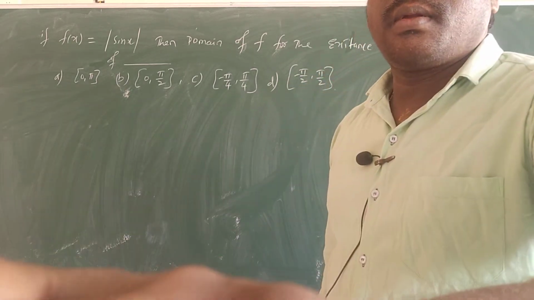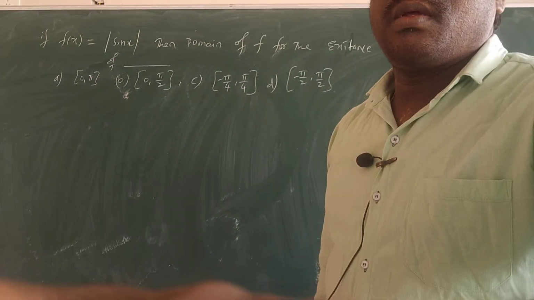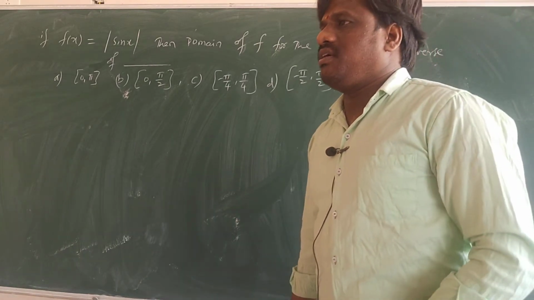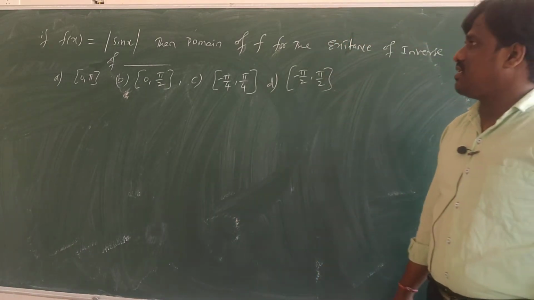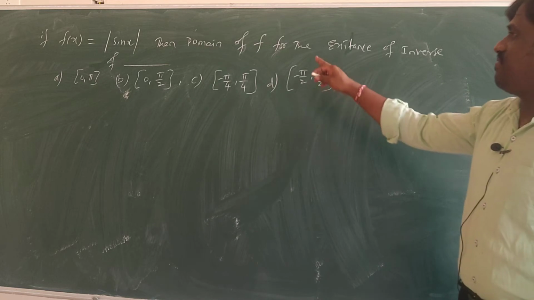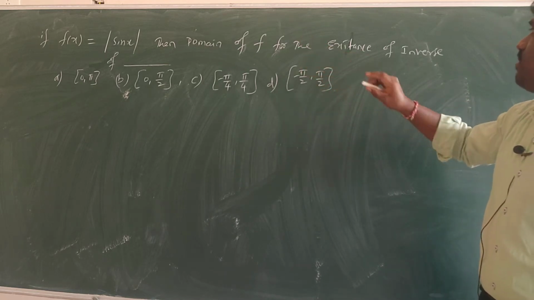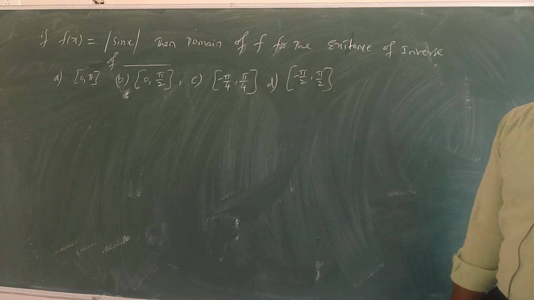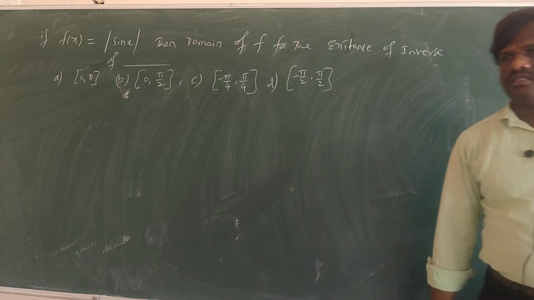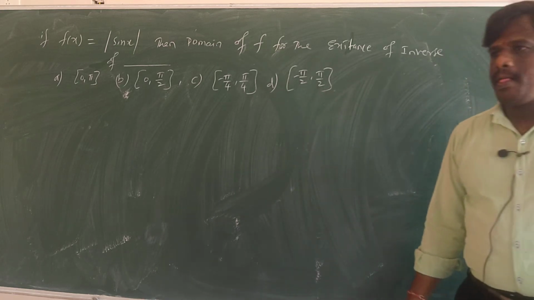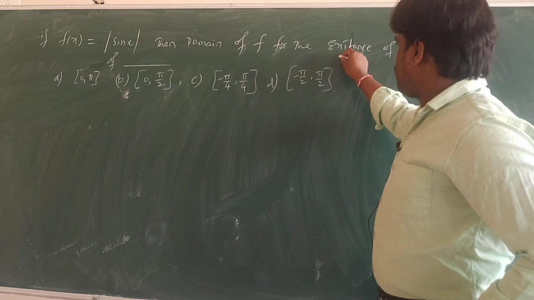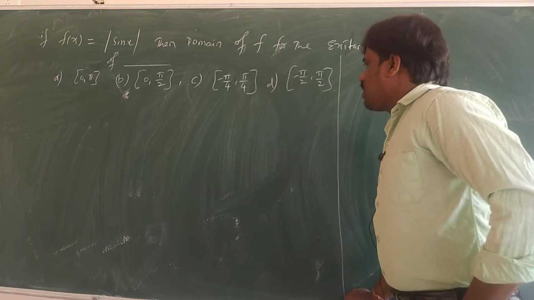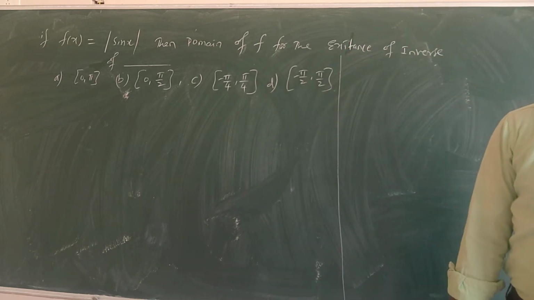What did they say? They have given that if f of x is equal to mod sin x, then you have to find the domain of f for existence of inverse. That is, when the inverse exists, that is what is being asked. Now, we learn these things completely in inverse trigonometric functions.